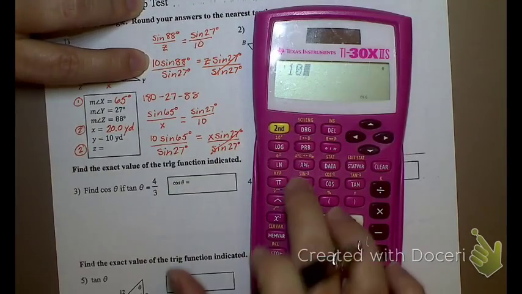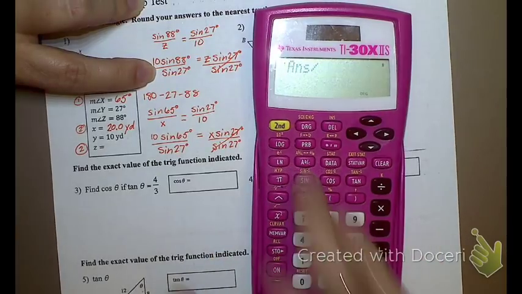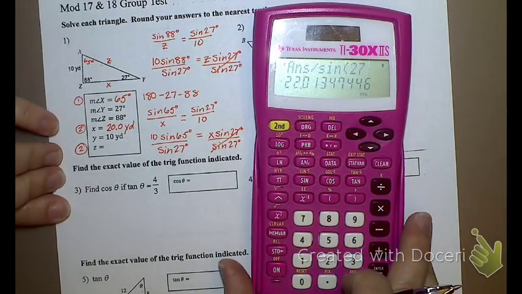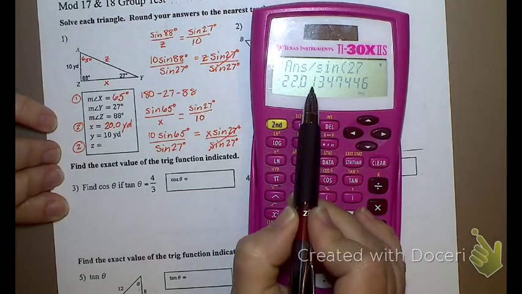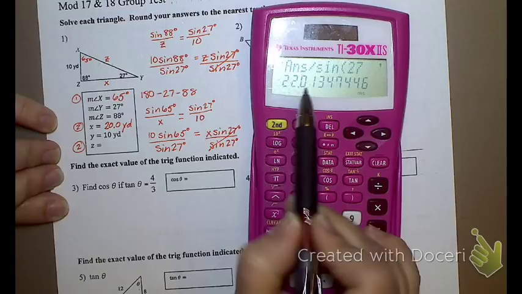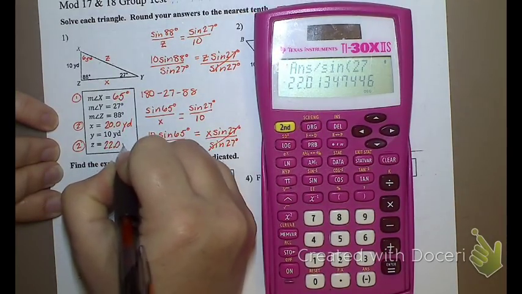All right, so let's do this one now. 10 sine 88 divided by sine 27. 22.01. Well, what does that 1 mean about the 0? It stays a 0. So I have 22.0. What? 22.0 what? Yards.